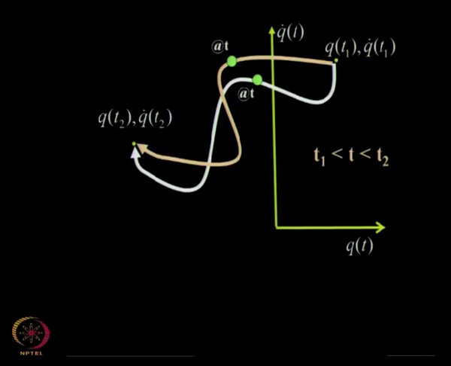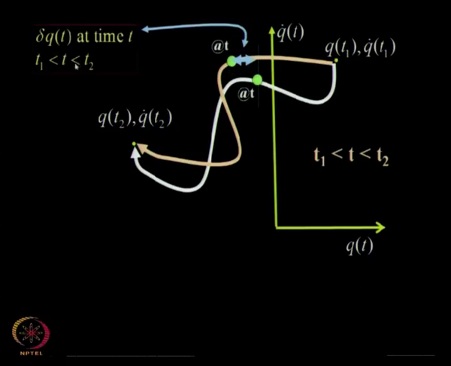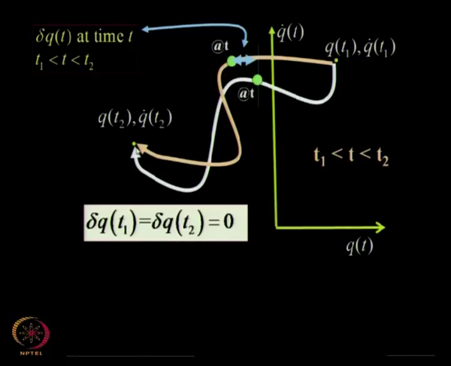So let us say that if it were to evolve along the white path, the system is at this point at a certain time t. At the same instant of time, if the system were to evolve along the beige colored path, the system would be here, and the horizontal distance between these two is the delta q at the time t.